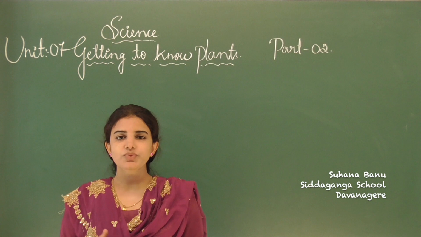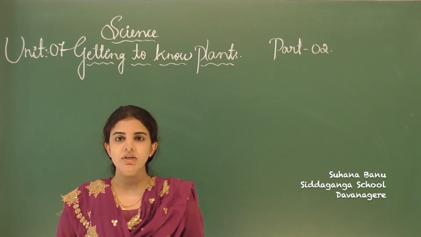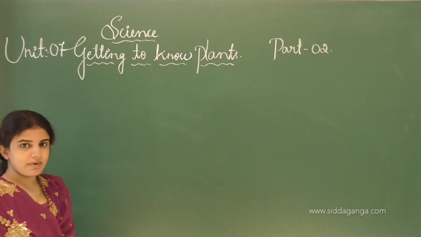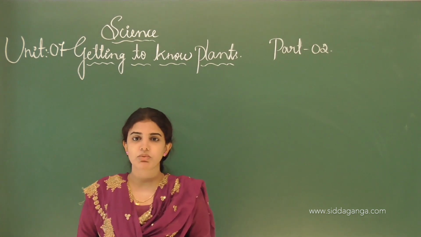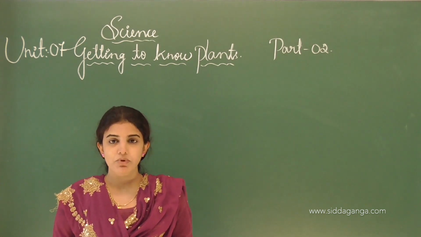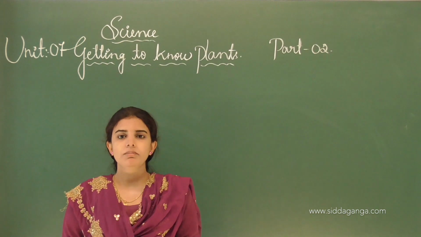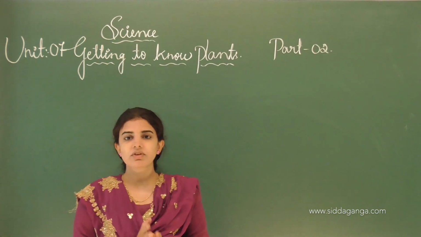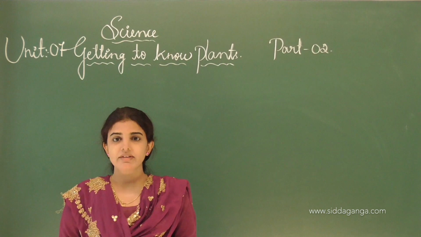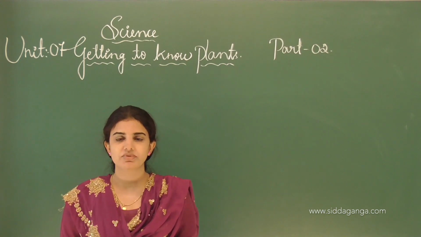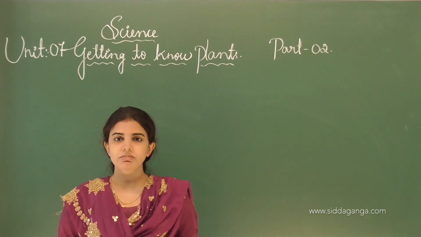Hello my dear students, we have been discussing the chapter Getting to Know Plants, and we have studied different types of key learning points and also categories of the plants. The categories of the plants are divided into 3 different types. The first one is the herb, shrub and the trees.